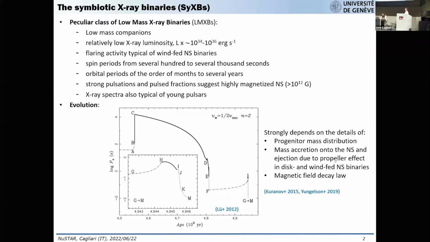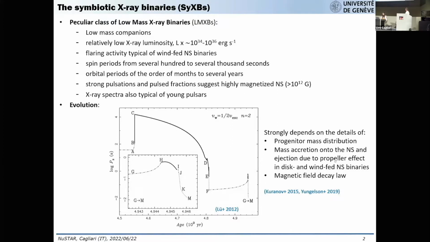In X-rays, they are characterized by a luminosity of around 10^34 to 10^36 erg per second, so a relatively faint system, 10^36 at the very most. They show flaring behavior, so not only outbursts, but they are flaring up and down all the time. This is typical of wind-fed systems, where you have a neutron star accreting from the stellar wind. They have peculiarly long spin and orbital periods, so a spin period can reach several thousand seconds, while the orbital period can be as long as several years. So these are very wide systems.